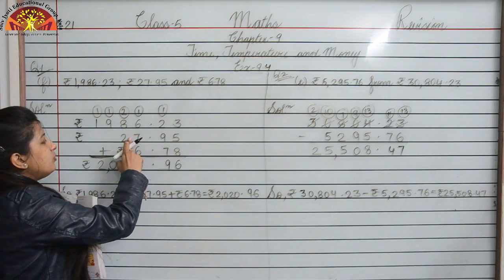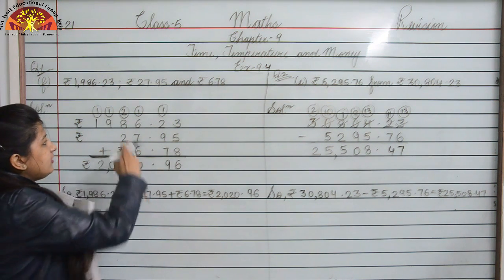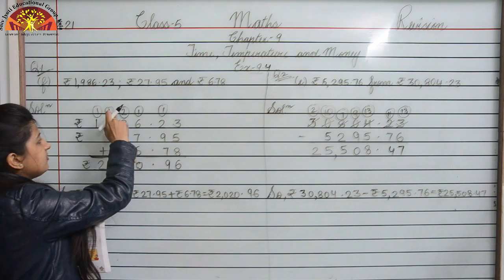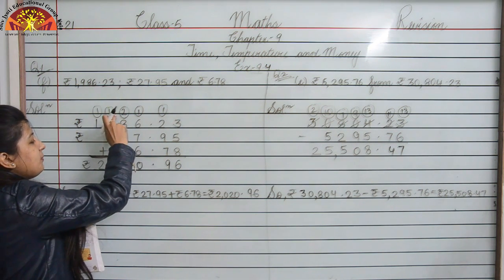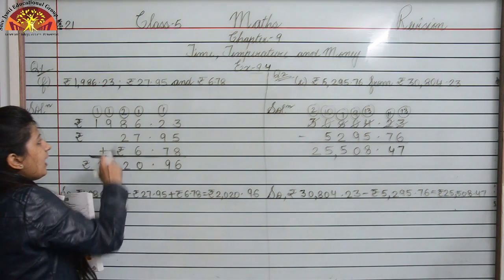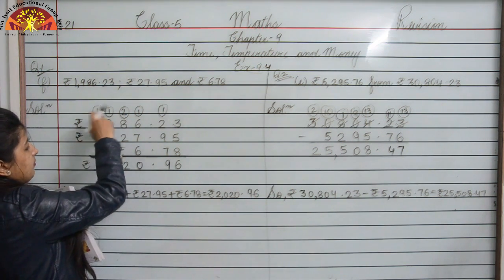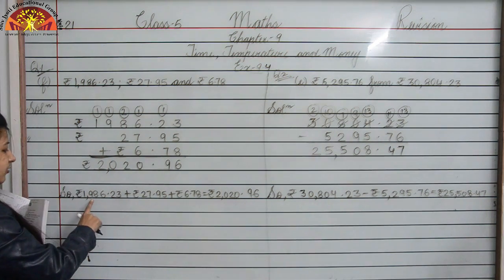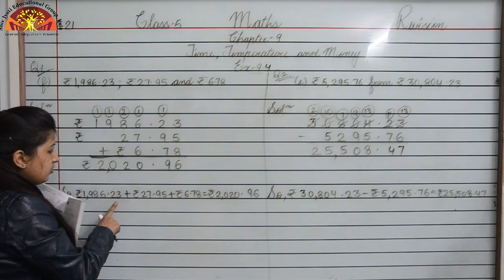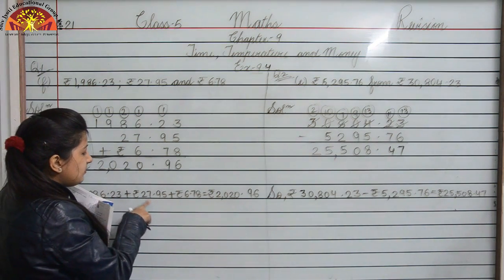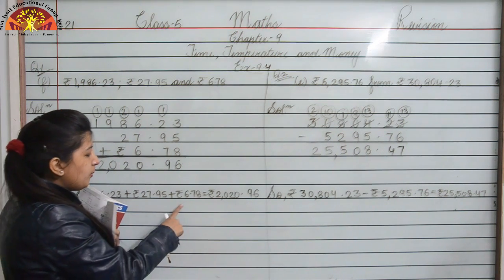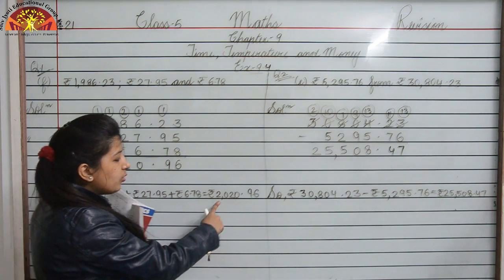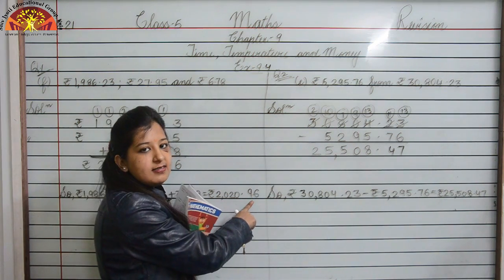Now 8 plus 2 equals 10, 10 plus 2 equals 12. So we will write 2 here and 1 is carry over. Now 9 plus 1 equals 10, so we will write 0 here and 1 is carry over. And then 1 plus 1 equals 2. Hence 1986 rupees 23 paisa plus 27 rupees 95 paisa plus 6 rupees 78 paisa equals 2020 rupees 96 paisa.